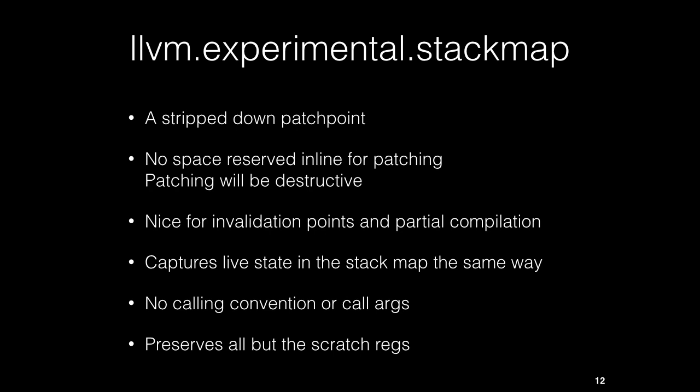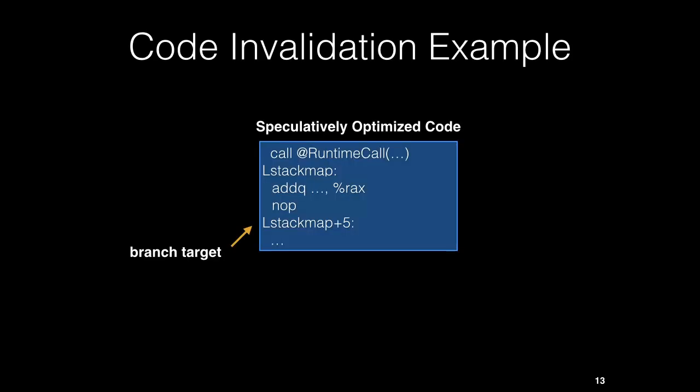Now, before I talk about other use cases, I have to introduce another intrinsic called LLVM Stack Map. It's really just a stripped-down patch point. The only difference is that it doesn't reserve space in line for patching. So if patching happens there, it could overwrite instructions that LLVM emitted. But it works well for invalidation points and for partial compilation. Just like patch point, it captures the live state and writes the stack map entry the same way. This doesn't need any calling convention or call arguments. And just like inline cache, it preserves all but the scratch registers.